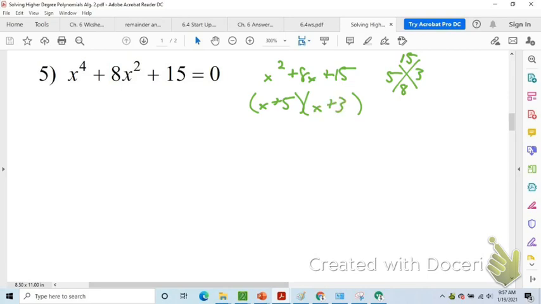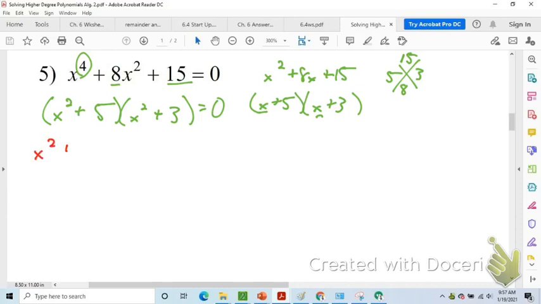I'm going to do the same thing over here. The only problem is, ladies and gentlemen, I have x to the fourth. So that means instead of using x like I did here and here, I'm going to use x squared. But what two numbers multiply to 15 and add up to 8? Well, it's 5. It's a 3. Now, neither one of those can continue to be factored, so I'm going to set each of those equal to 0.